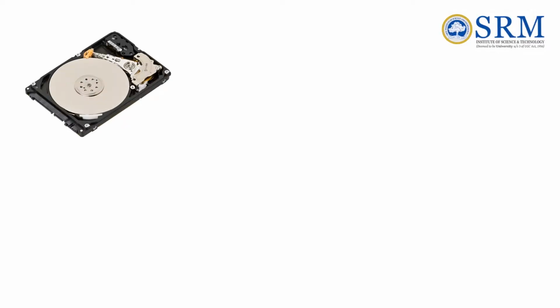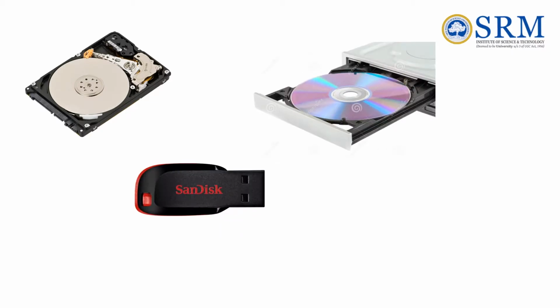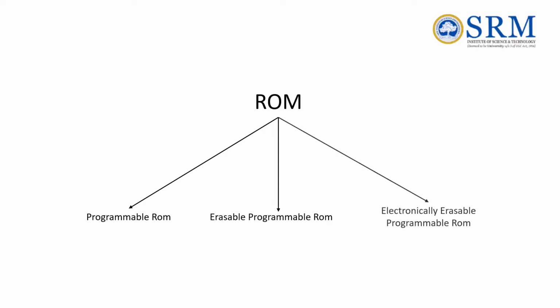Some examples of ROM are hard drives, pen drives, CD-ROM and memory cards. More recently, ROM has come to include memory that is read-only in normal operation but can still be reprogrammed in some way. Main types of ROM are as follows: programmable ROM, erasable programmable ROM, electrically erasable programmable ROM.